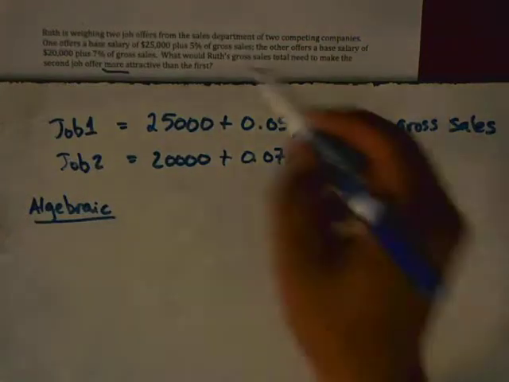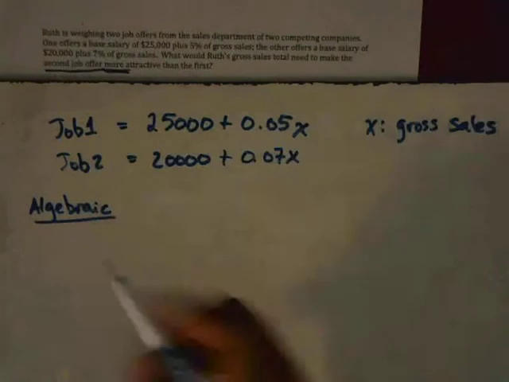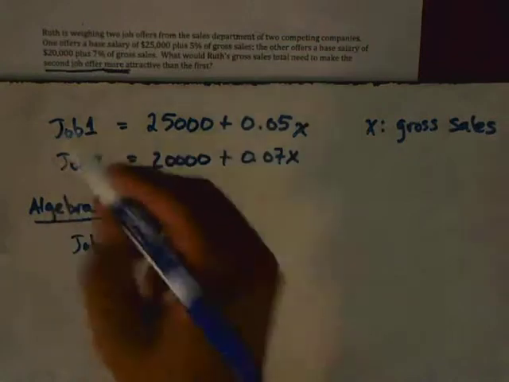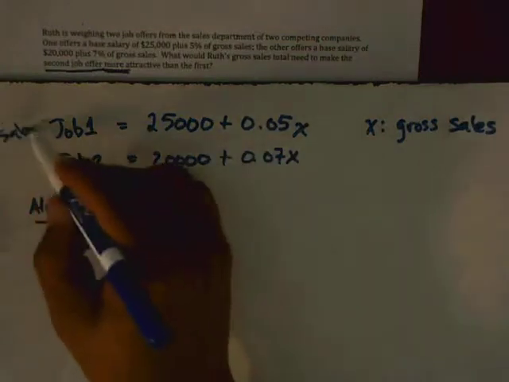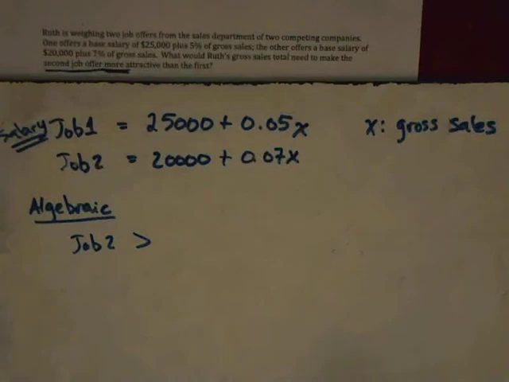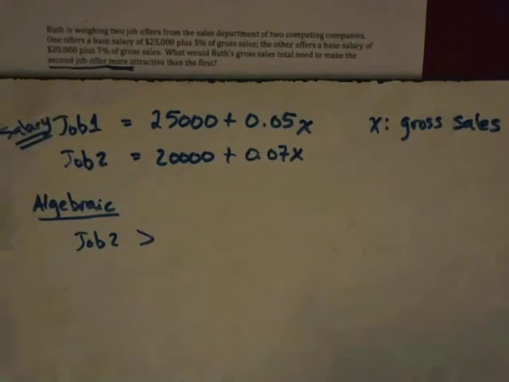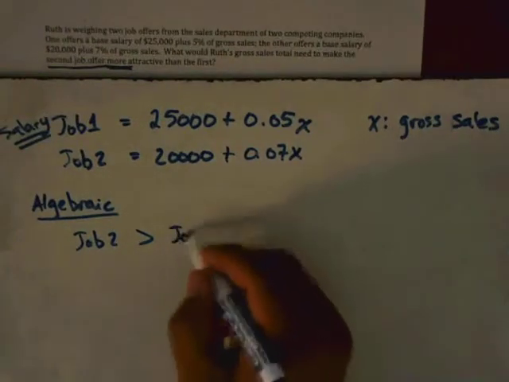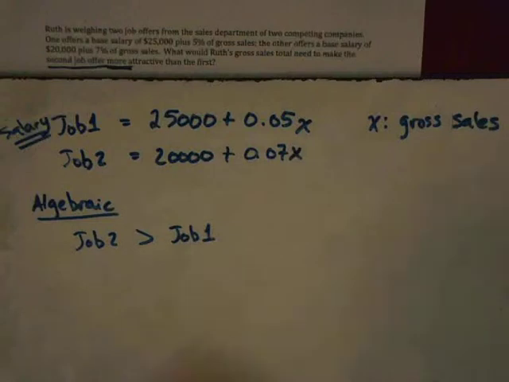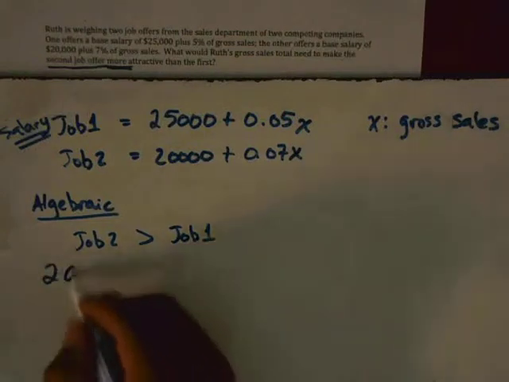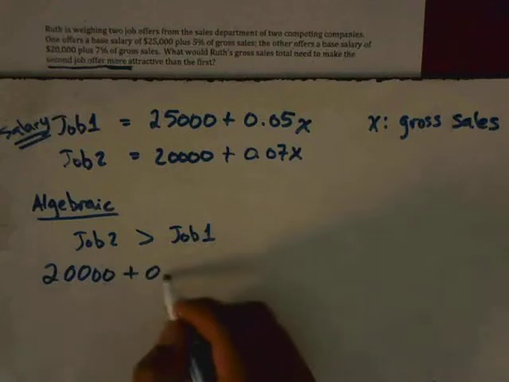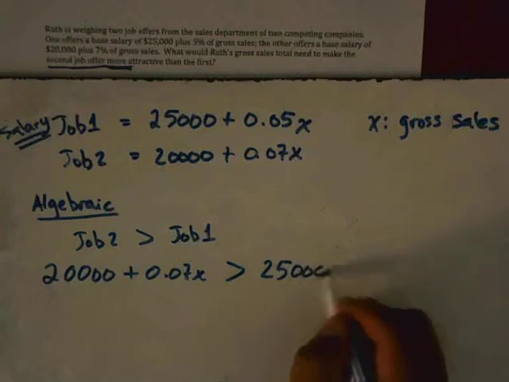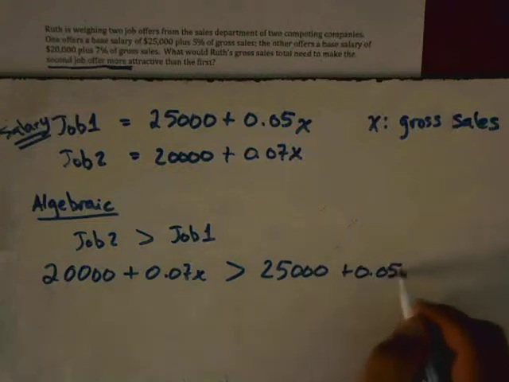And I want to know where to make the second job more attractive than the first. So I want job 2, and this is the total amount of salary that we're talking about here. I don't want to be sloppy. This is salary, so this is actually money that she's making every year. So I want the salary of job 2 to be greater than the salary of job 1, and we can substitute in our values. Job 2, 20,000 plus 0.07x, greater than 25,000 plus 0.05x.